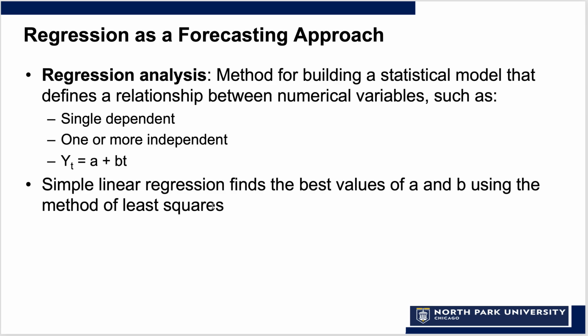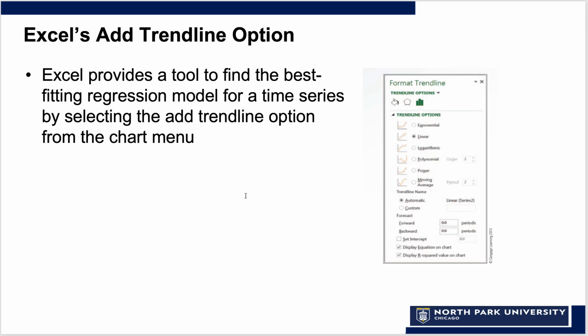Next, regression analysis. We're going to use simple linear regression. In this case, the forecast Y. We have a single dependent variable and one or more independent variables, but most of the time we're going to use one independent variable here. So simple linear regression means find the best values of A and B using the method of least squares. Excel provides a tool to find the best fitting regression model for a time series by selecting and adding trendline options. You can make it logarithmic, exponential, polynomial, a power curve, or moving average. So Excel does help you there.